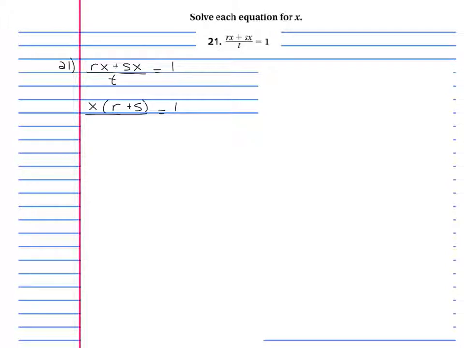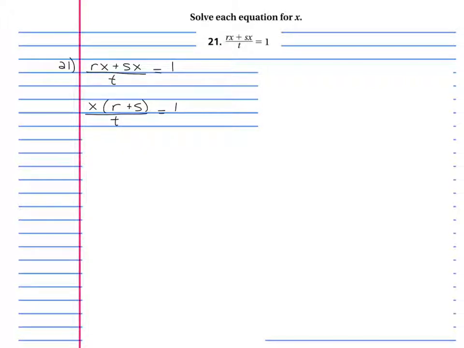Let's factor that x out by saying, okay, instead of r times x plus s times x, we're going to say x times (r plus s), which, by the way, you should know if you distributed it, x and r multiply to be rx, and x and s multiply to be sx. Okay, so I just factored that up front. It is still all over t, okay, equals 1.